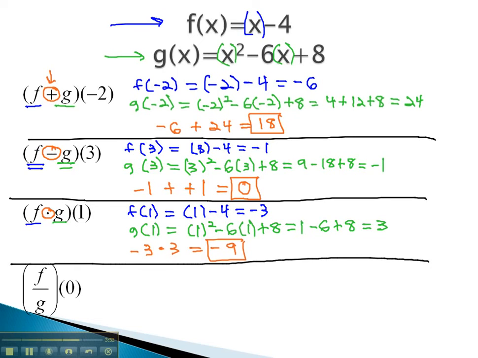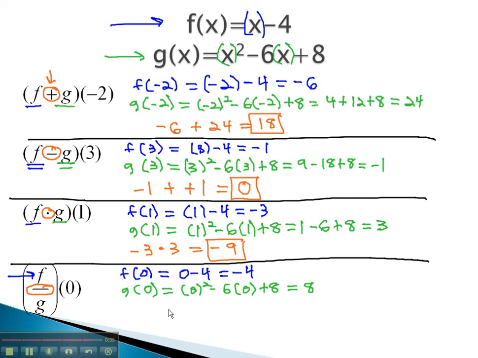The only operation left to consider is division, this time plugging 0 into the f equation. f of 0 is 0 minus 4, or -4. g of 0 is equal to x squared, or 0 squared, minus 6 times 0 plus 8. Working this out, we can see the answer is 8. Here, we are asked to divide these two answers, f over g. -4 over 8 reduces to -1/2.